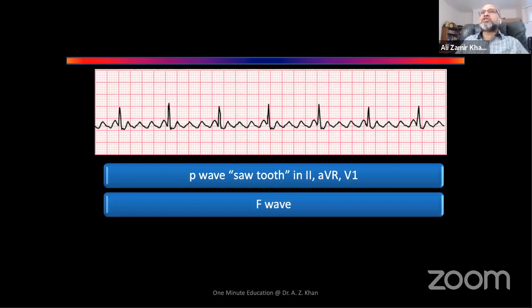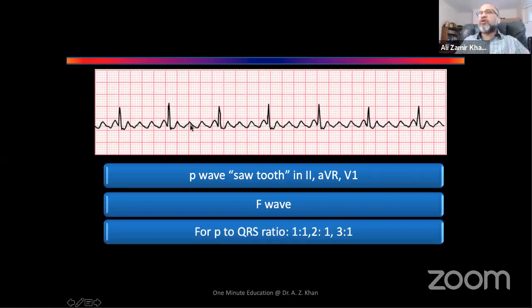And wherever you see this sharp up spike, then think of the teeth of the saw. And again, the ratio can be 1:1, 2:1, 3:1. So you can have one P wave followed by one QRS, or you can have two P waves followed by one QRS, or you can have three P waves followed by one QRS. So the atrial rhythm is different and the ventricular rhythm is different. In this, if you want to calculate the ventricular rhythm, you have to count 1, 2, 3, 4. Four boxes, so the ventricular rhythm is 300 divided by 4, which is 75.